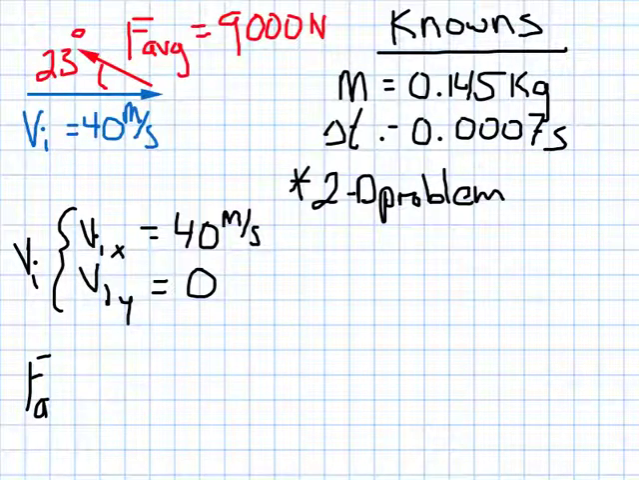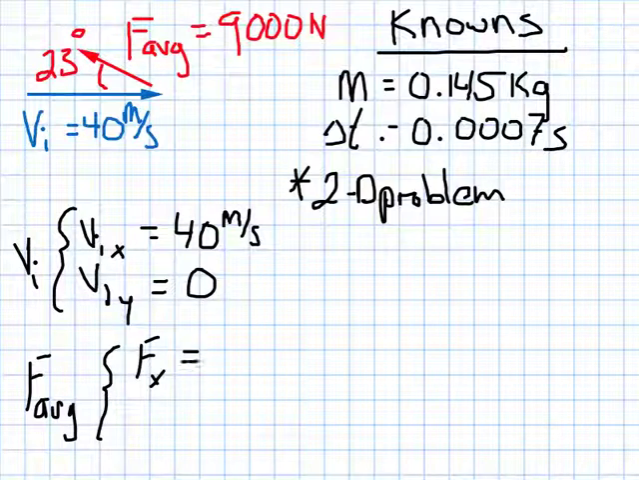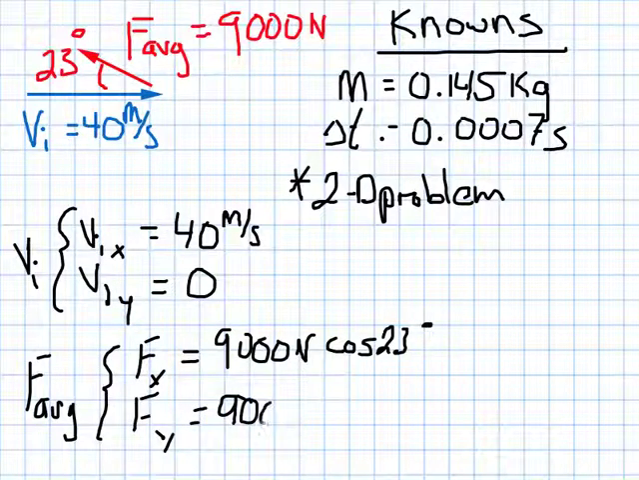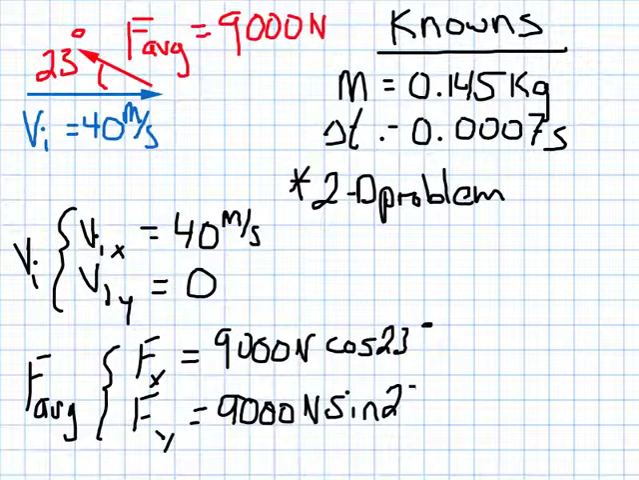The force is a vector too, and so it's going to break down into force in the x direction, and that should be equal to the total force, 9,000 newtons, times, in the x direction, let's see, that's the adjacent side to the 23-degree angle, so that's times the cosine of 23 degrees. And then in the y direction, that's going to be 9,000 newtons times the sine of 23 degrees.